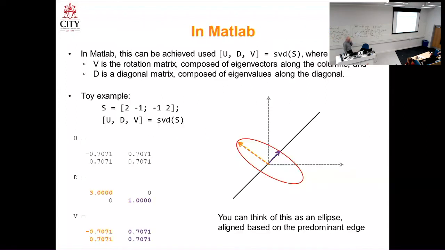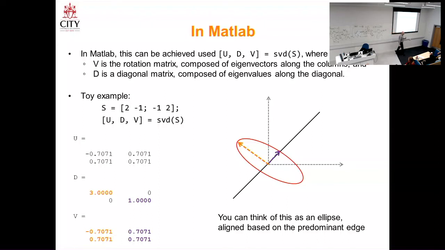Okay, so in MATLAB, you can do this. It's really easy. You can use this function called SVD, singular value decomposition. Here, S is the structure tensor, and what comes out is three matrices, U, D, and V. D is going to have the eigenvalues along the diagonal, and that's what you see here, 3 and 1. And then U and V are going to store the eigenvectors, which encode the orientation of the edges.